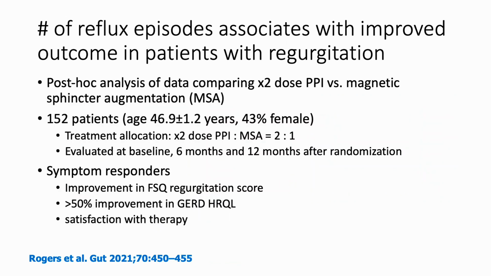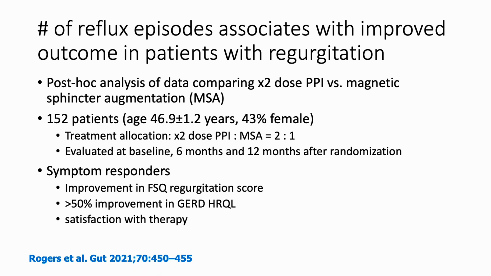Now, beside this data on the sphincter augmentation for controlling regurgitation, there is maybe this post hoc analysis performed by Prakash and Marcello, using the data that I just showed you, but now they wanted to see if they can find characteristics of reflux episodes that would help improve the regurgitation. Again, this is a large study including 152 patients that were referred for either double dose PPI or magnetic sphincter augmentation for persistent moderate to severe regurgitation on standard dose PPI.